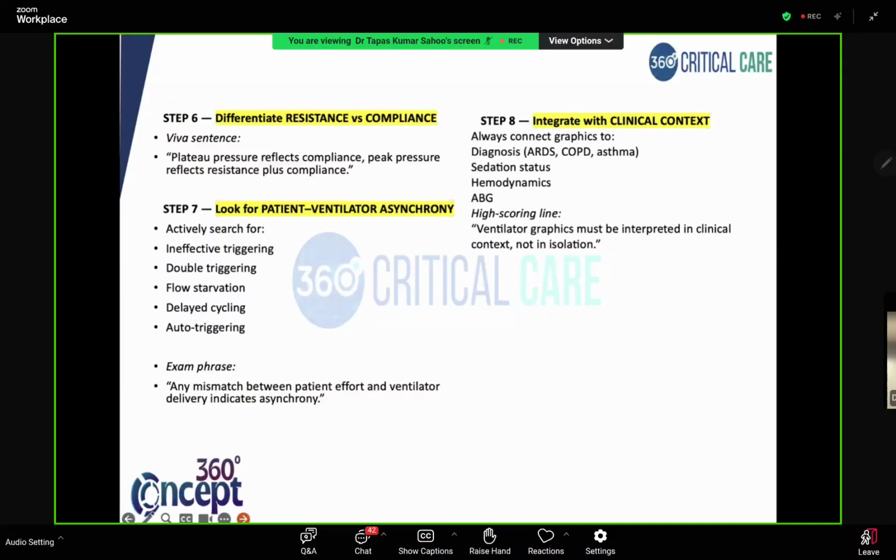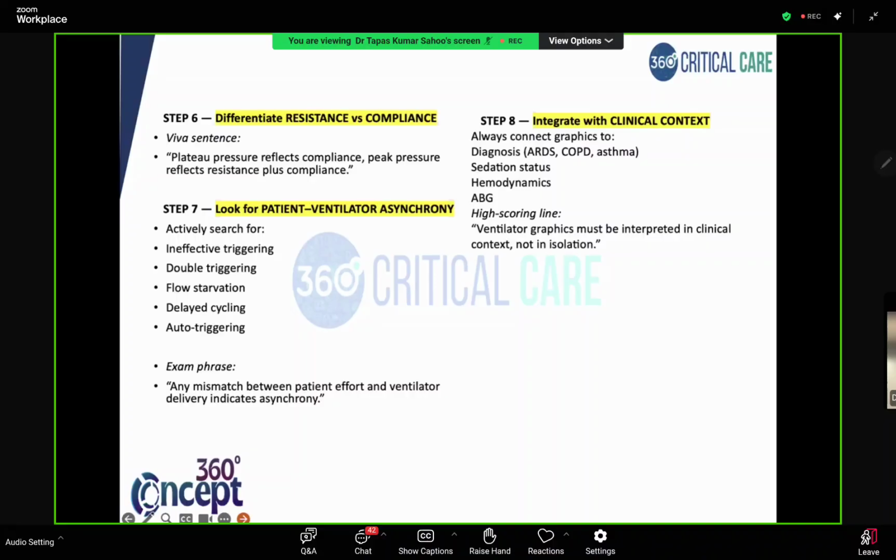Now, step 8, everything you have to integrate with the clinical context. Looking at the patient doesn't solve your problem. So always try to create one story, whether this was a case of ARDS that then landed up in pulmonary edema, so now your compliance is poor and the patient is not getting proper oxygenation. Or whether the patient has an acute exacerbation of COPD, now you are getting auto PEEP generation, dynamic hyperinflation, hypotension, and you need to optimize the PEEP.